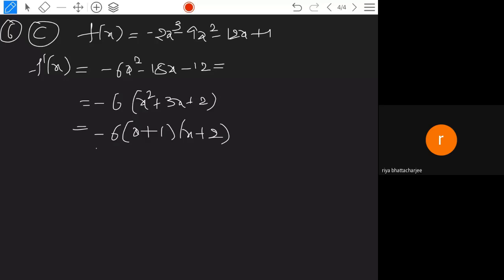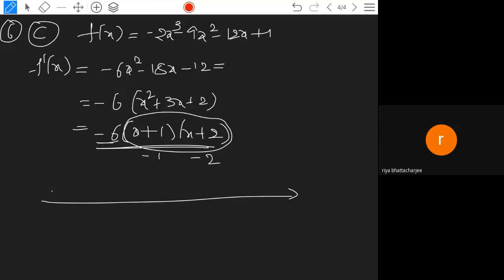Now if this is greater than 0, this expression you are going to decide with the wavy curve method, and here you are having an extra minus 6. So to decide whether x plus 1 is greater than 0 or less than 0, the zeros are minus 1 and minus 2. So when you mark on the number line, students will get confused: here they write minus 1, minus 2, which is wrong, because on the number line minus 2 comes first, so you write minus 2 here, minus 1 here. So now take the wavy curve method like this: here plus, here minus, here plus.